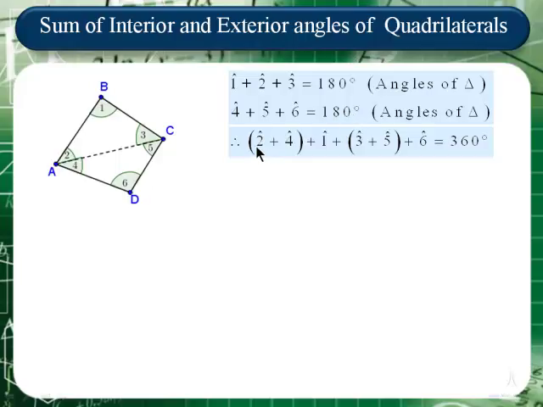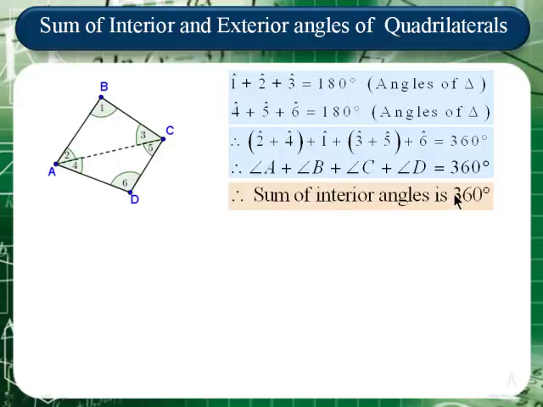But then, instead of writing it in that order, we will group angles 2 and 4 and 3 and 5 together. So if we attach the names to that, angle 2 plus 4 is angle A, while angle 1 is angle B, 3 plus 5 is angle C, and angle 6 is obviously angle D. So here we have a clear indication that the sum of the four interior angles of any quadrilateral will always be equal to 360 degrees.